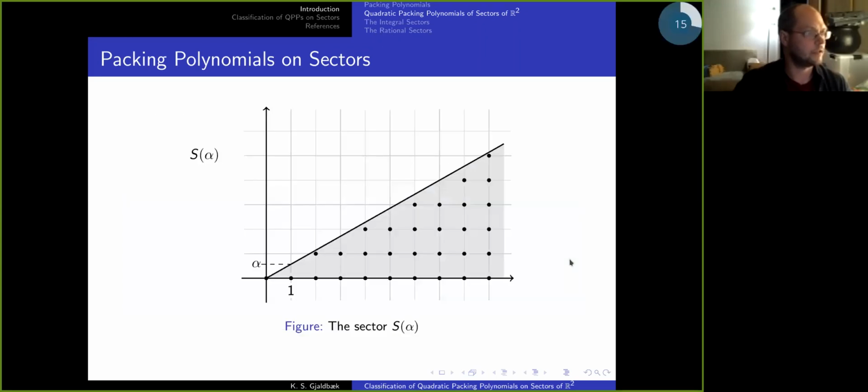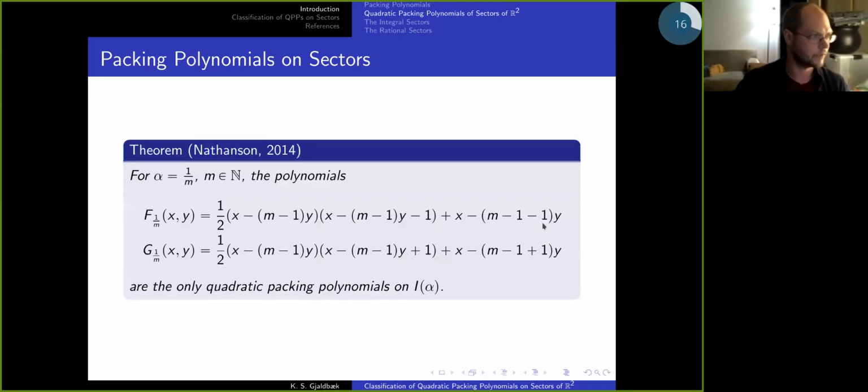So here's a picture of a sector in case you couldn't visualize what it looks like. There is indeed a line with slope alpha, and I've dotted out the lattice points for your convenience. In the paper, for certain sectors, Nathanson solves everything there is to solve. If you take a fraction of the form 1 over m, where m is any positive integer, these two polynomials are the only two quadratic polynomials on the sector.